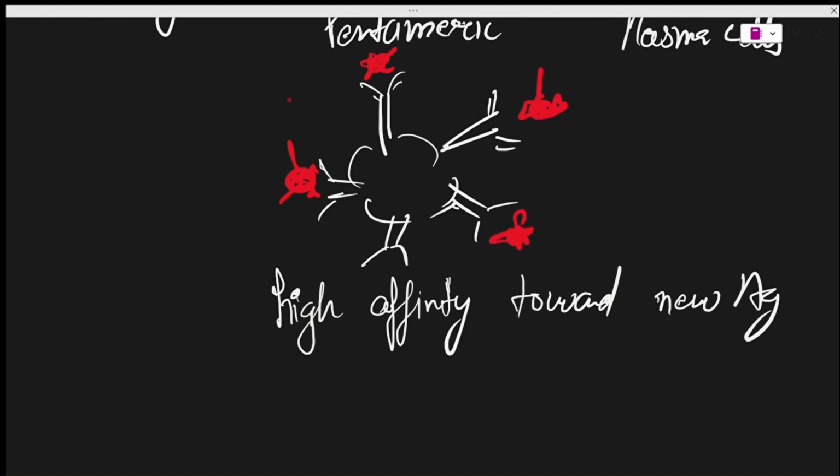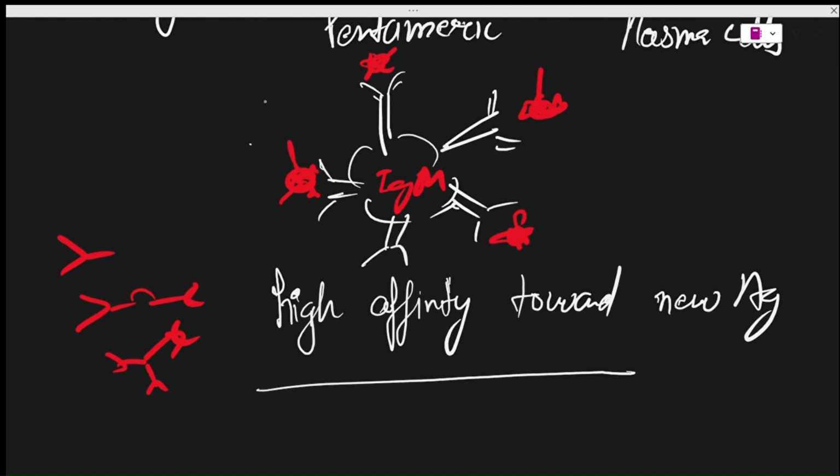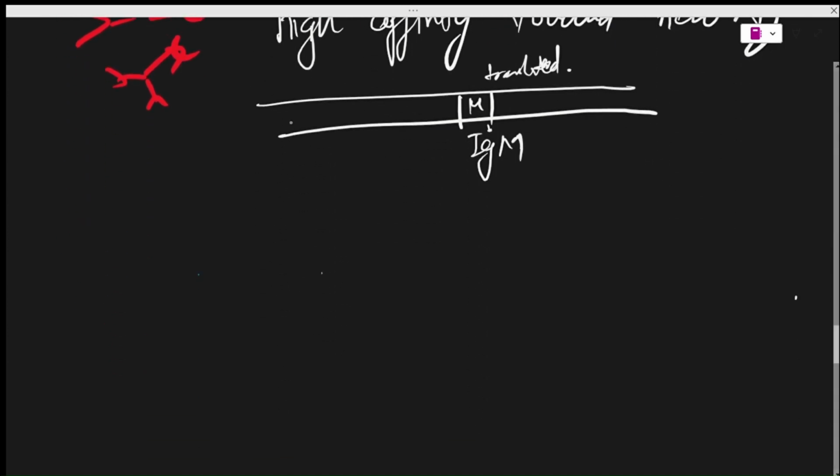Now other antibodies are only monomeric or dimeric, can be trimeric also, let me make this here. They can be trimeric, but they cannot bind that many antigens as IgM can. That is why I think the IgM is produced first. Also, if you look at the genes in the human body, the mu gene is always in front of every other gene. So that is why it is easy to say that IgM is produced or translated first.